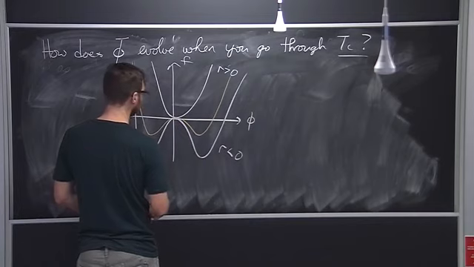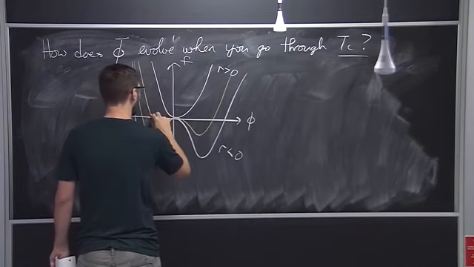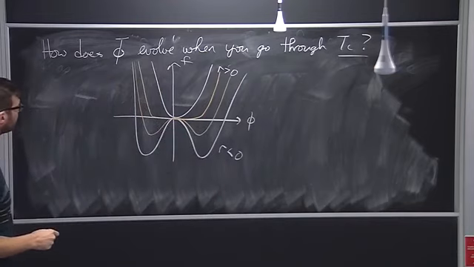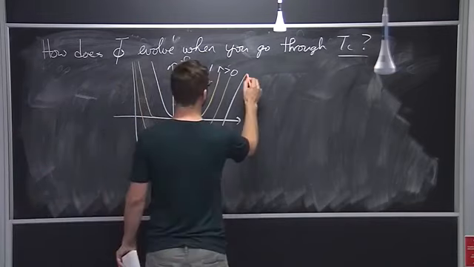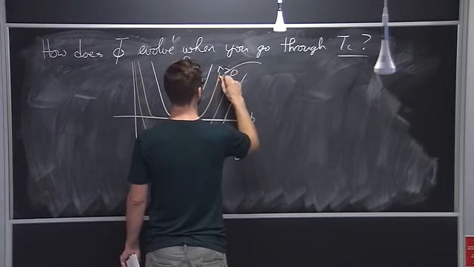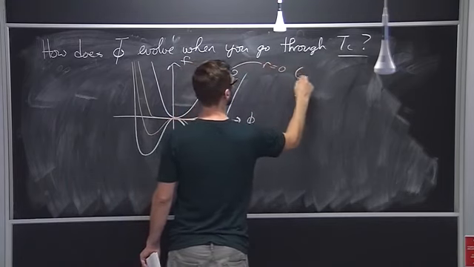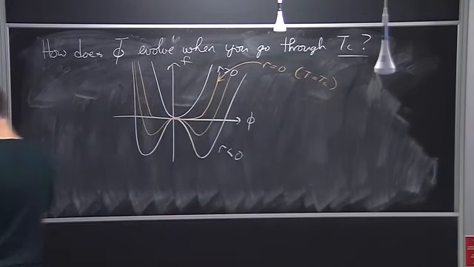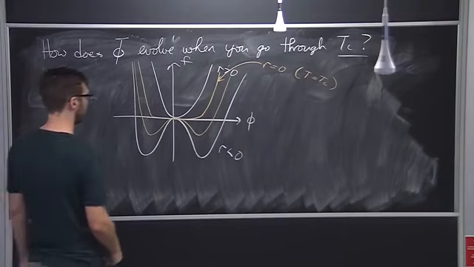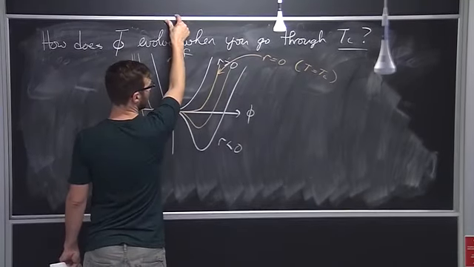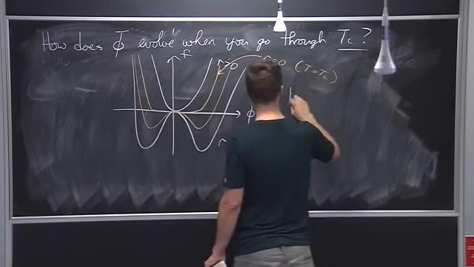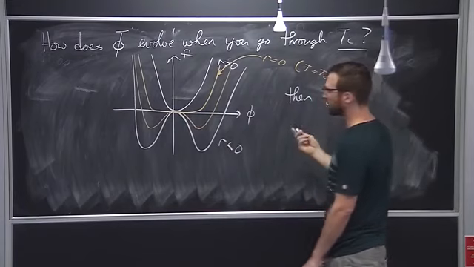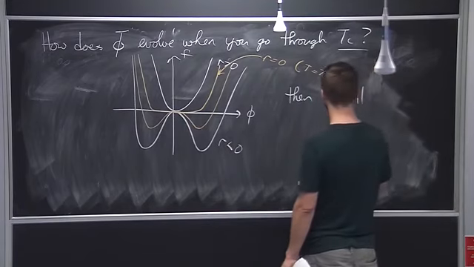And what happens exactly at the phase transition is you basically flatten out that functional quite a bit. And this one, I should use a different color. That's R equals 0, which means T is equal to TC. So then your phi will move continuously from 0 to the vacuum expectation value.